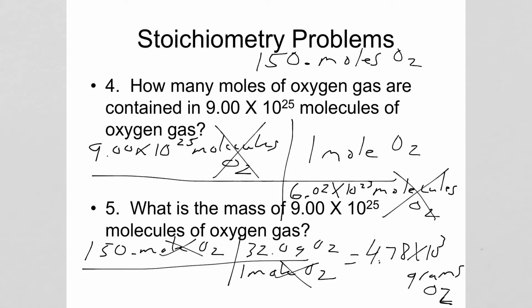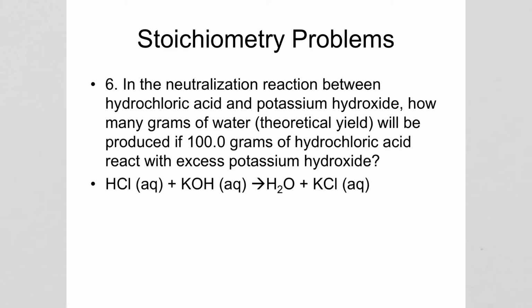All right, so now we're ready to move on to problem number 6. Problem 6, we're at our first reaction stoichiometry problem. In the neutralization reaction between hydrochloric acid and potassium hydroxide, how many grams of water, so we're looking for the theoretical yield, will be produced if 100 grams of hydrochloric acid react with excess potassium hydroxide? So the 100 grams of hydrochloric acid, those are acting as our limiting reactant. We're going to use that to determine how many grams of water that we're going to produce.